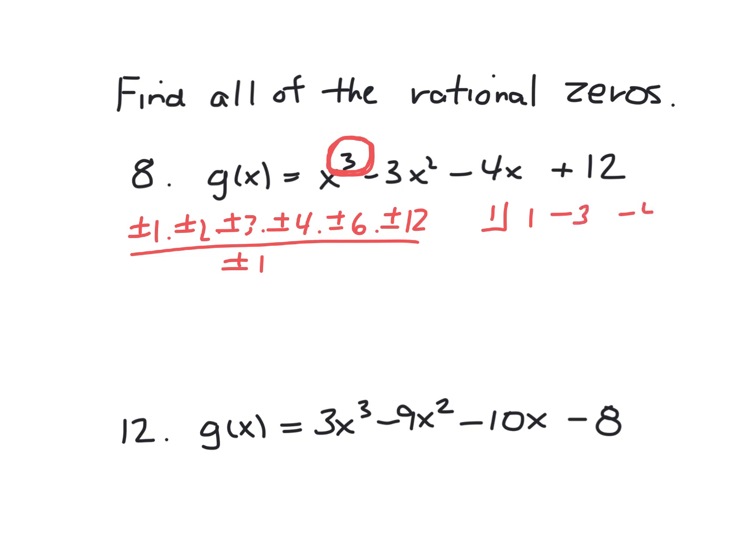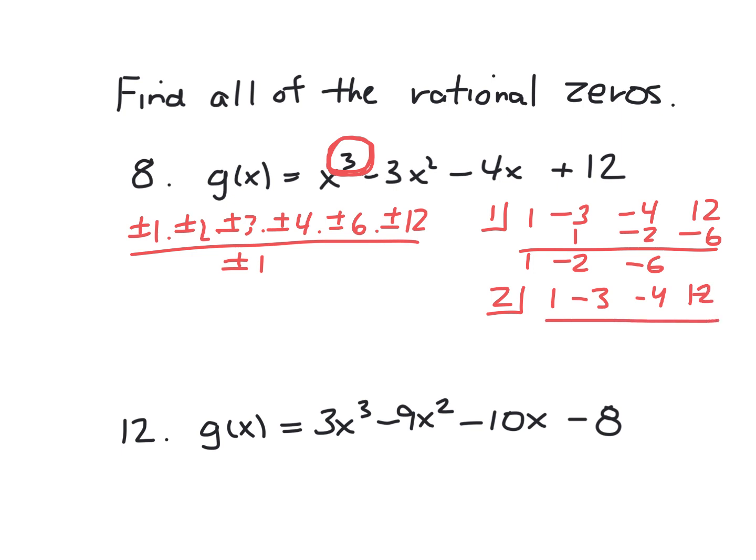If I try 1 and do this synthetically, you can see it does not work. If I would try 2, because that is from my list, you can see this does work. So that's always a good thing. So 2 is a rational zero. You are left with x squared minus x minus 6.